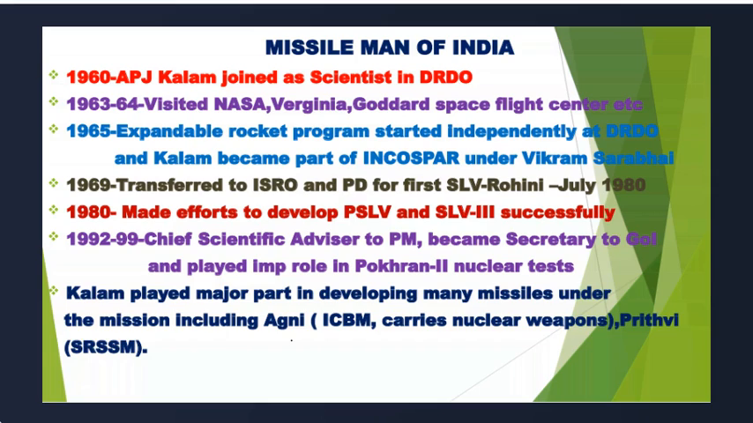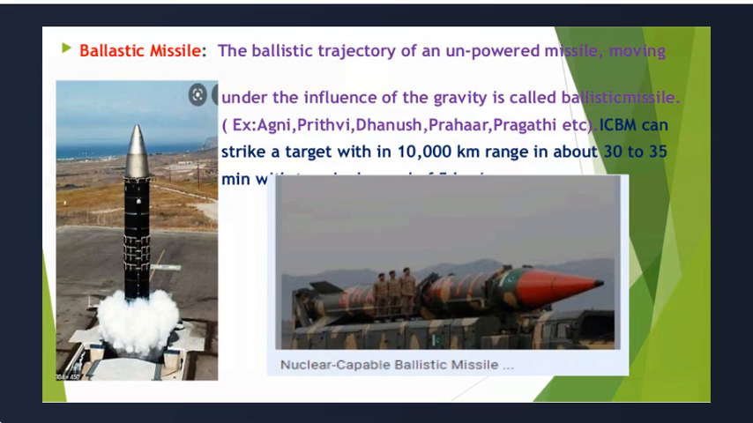So Kalam played a major part in developing many missiles under the mission, including Agni, the ICBM, Intercontinental Ballistic Missile. From India, we can launch a missile to destroy New York City within 1 hour. Within 1 hour, it is possible for us, right? It carries nuclear weapons. Prithvi, SRSS means short range surface to surface missile. Okay, we'll know all these things. Clear?